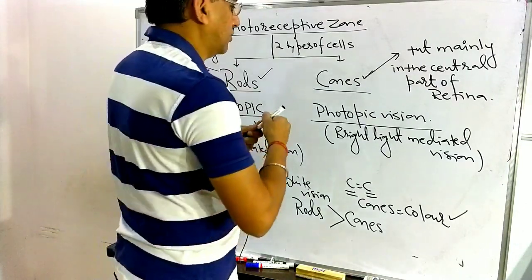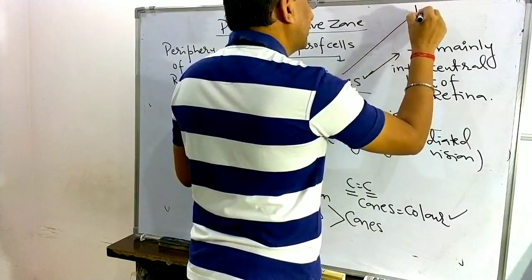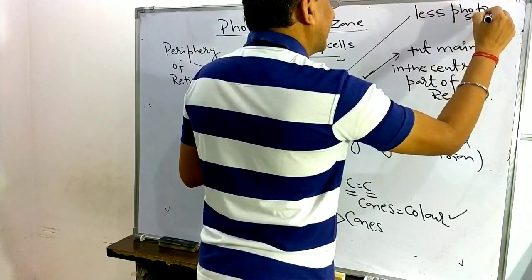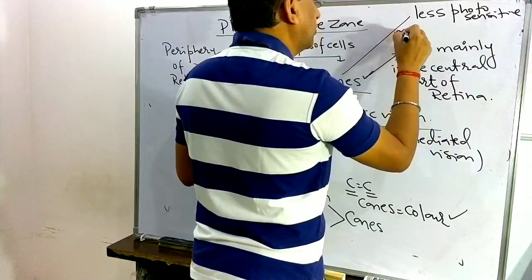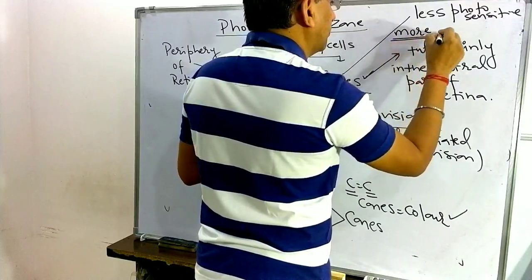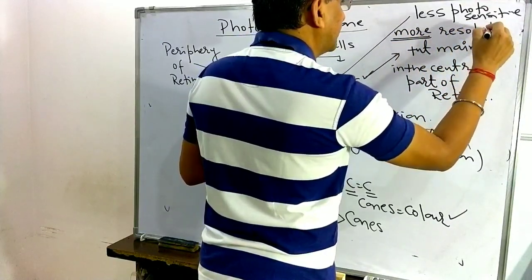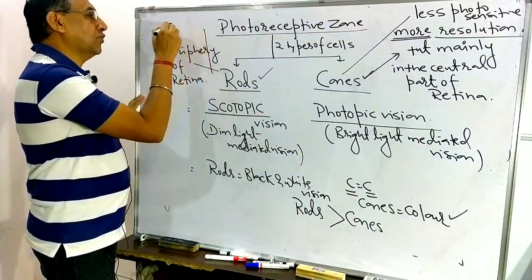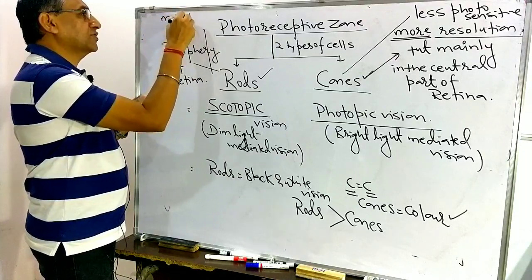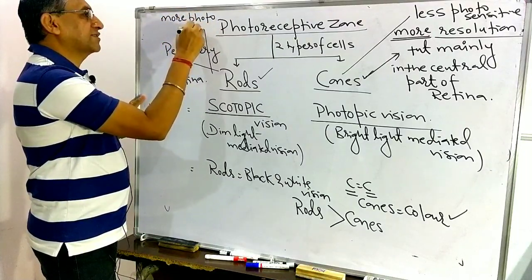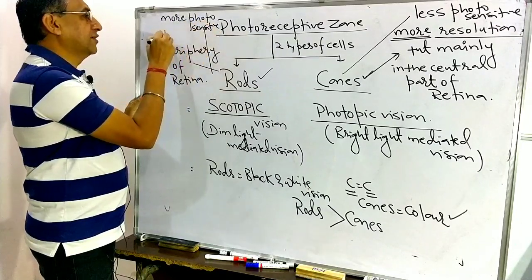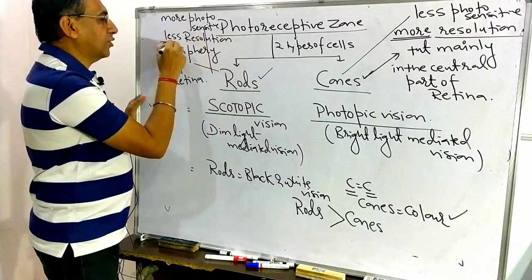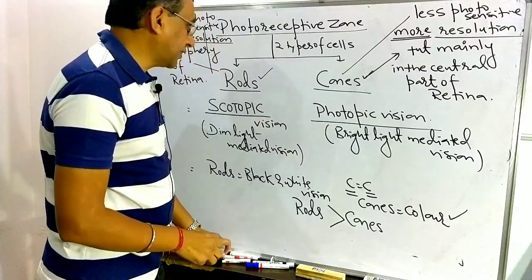When we are talking about the cones, they are less photosensitive and they have more resolution power. Rods have more photosensitivity, and less resolution. So what I stated about the rods and cones, I am saying again here.